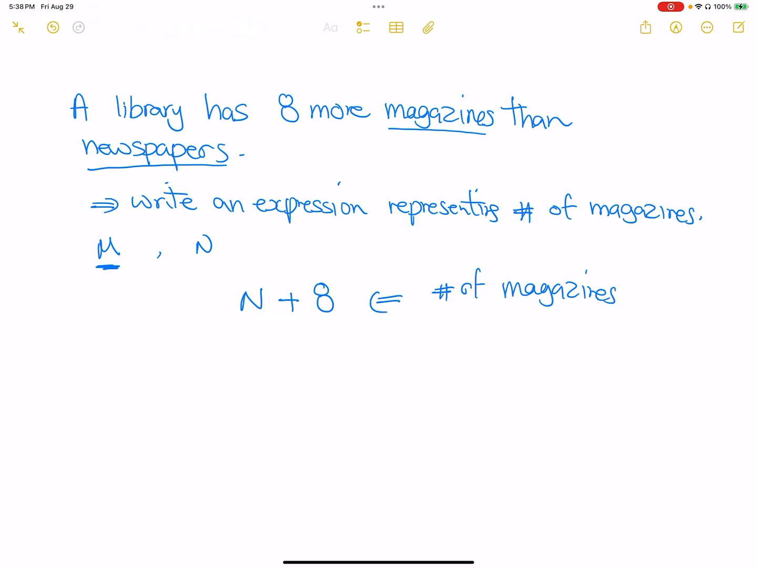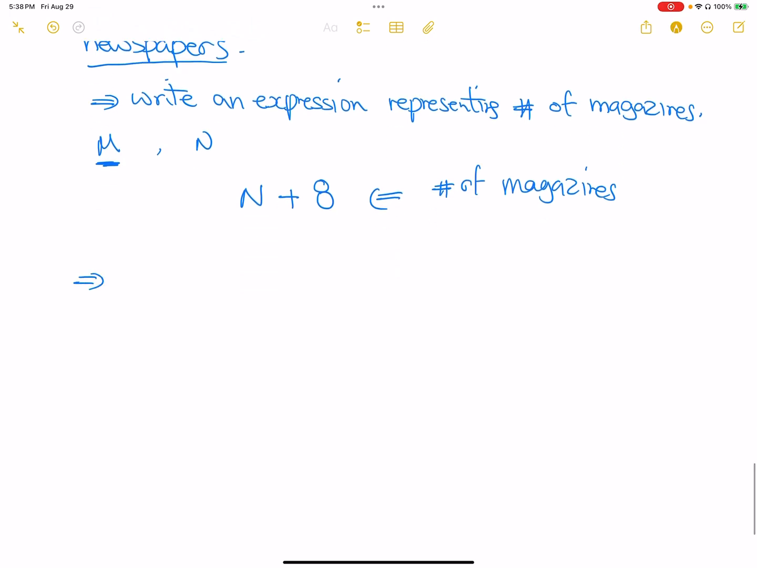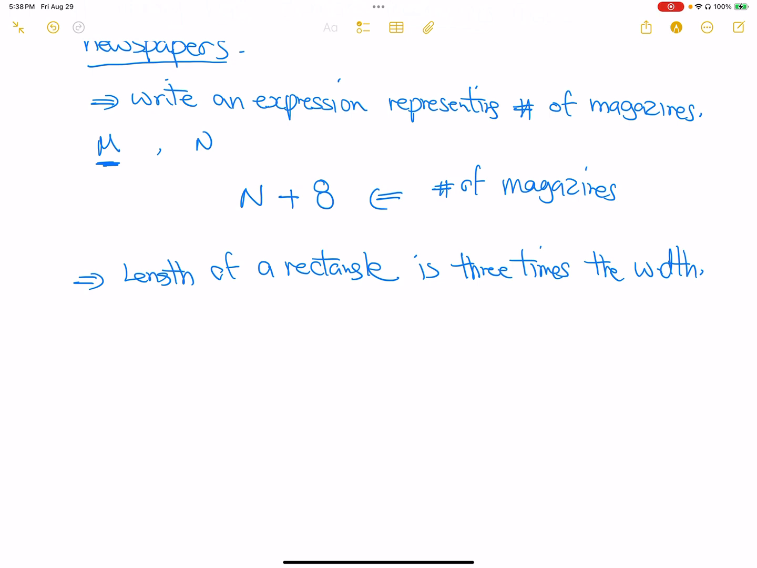So let's say they say, hey, the length of a rectangle is 3 times the width. So length of a rectangle is 3 times the width. That's what they're giving us. And they want you to represent, let's say, the length. How do we represent the length here?